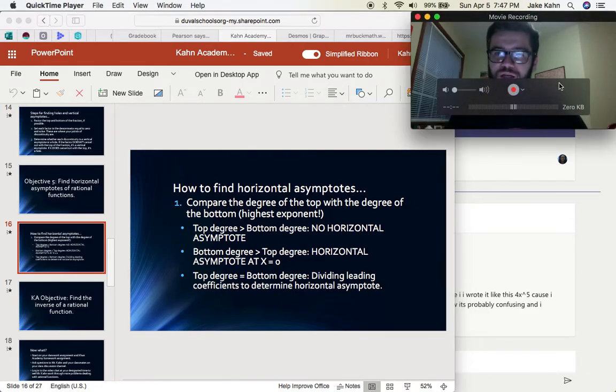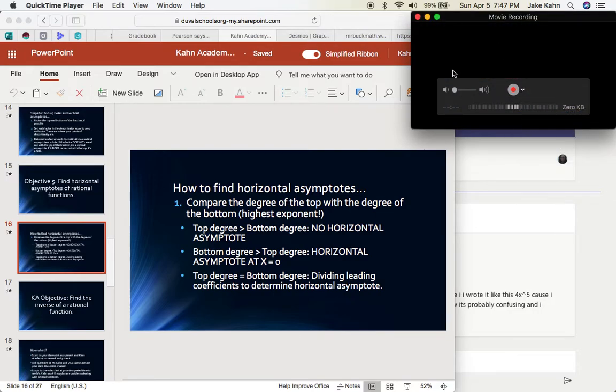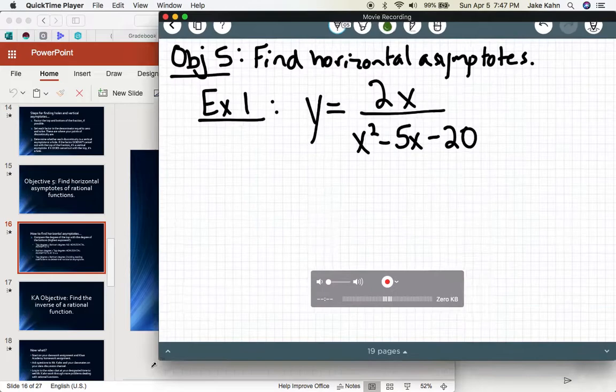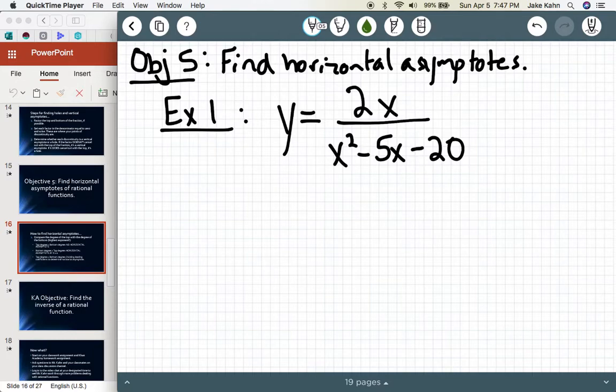Back to problem solving. I'm not going to pull up Desmos for this one, just because they all go pretty quick. But you can definitely pull it up on Desmos on your own so you can see the horizontal asymptotes. Find horizontal asymptotes for this function, y equals 2x over x squared minus 5x minus 20. We are just comparing the degrees of the top and the bottom.